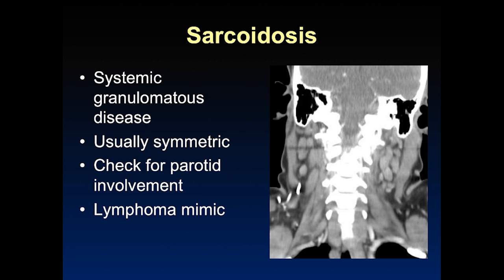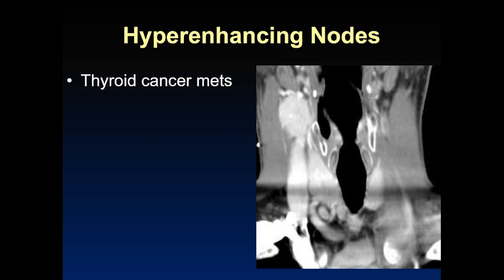What about sarcoidosis? Sarcoidosis is a systemic granulomatous disease. And again, you're going to usually see symmetric lymphadenopathy, and it can closely mimic lymphoma. And here you want to check for parotid lymph node involvement because sarcoid can also often involve the parotid glands.